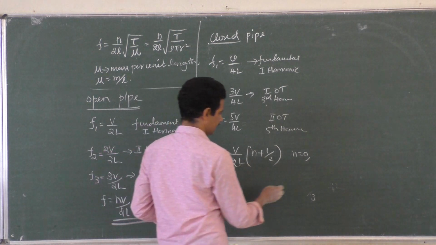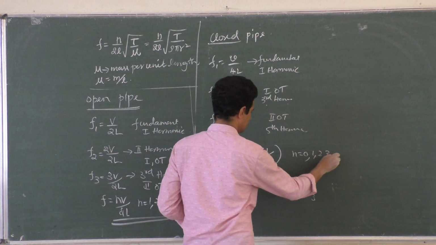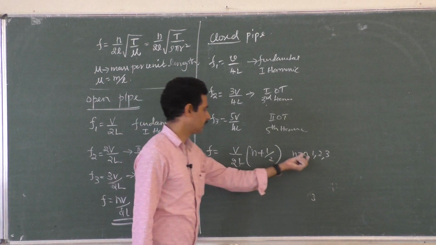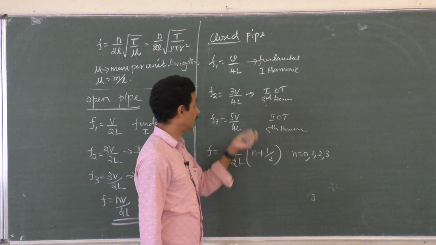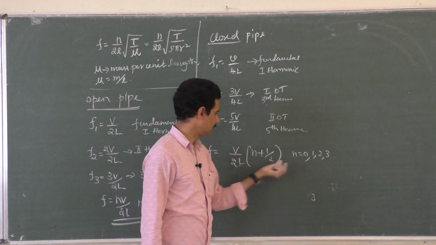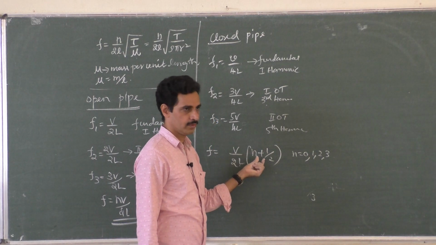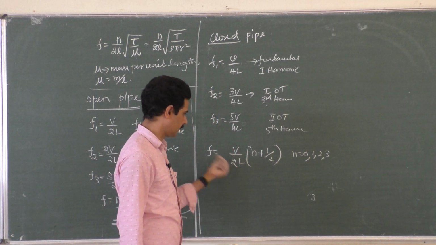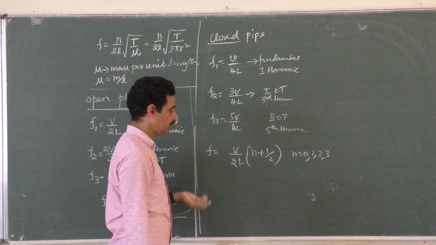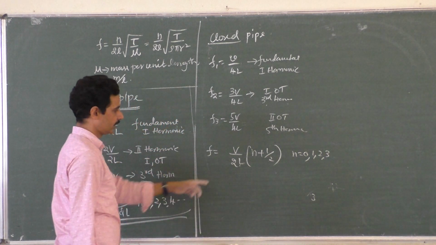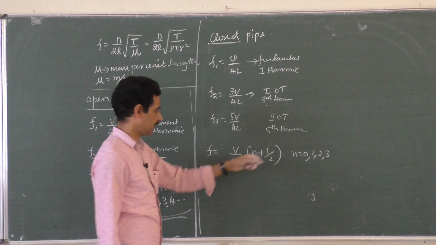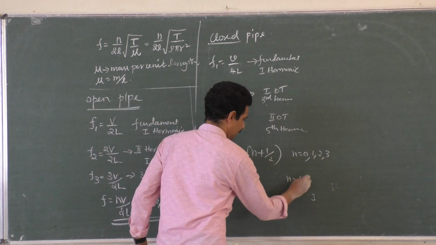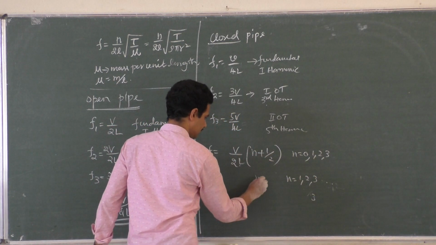V by 2L into N plus half, N = 0, 1, 2, 3. What happens? If you put N equal to 0, V by 4L, we get it. N equal to 1, 1 plus half, 1 and a half, 3 by 2, 3V by 4L, so we get it. But if you want to put N equal to 1, 2, 3, etc., you have to write N minus half. If you start from N equal to 1, 2, 3, etc., then you put this as N minus half.